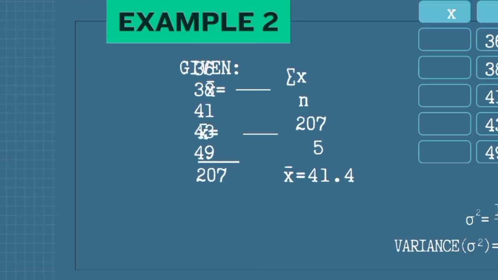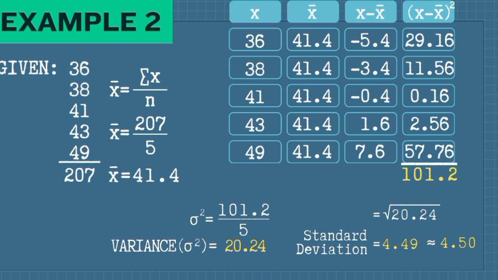As you can see in example 2, just like example 1, it has 5 givens. We sum them up, and in example 2 we gathered 207. So it will be divided by 5, which makes the mean 41.4. And in getting the variance, it's the same as example 1.